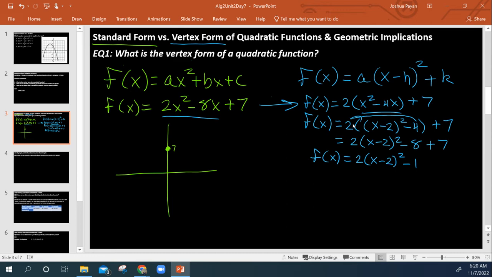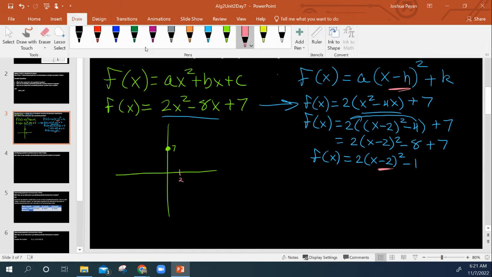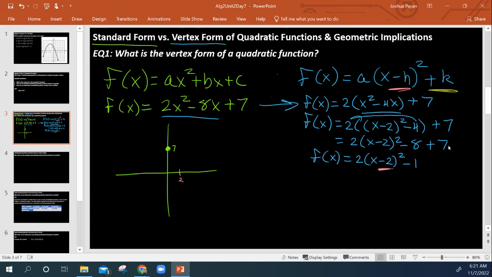Standard form can only tell us so much. Vertex form tells us a whole lot more. This number h here tells us if we're shifting to the right or left. So this minus 2 tells us we go to the right by 2. And this k, or for us, this minus 1, tells us that we go down by 1.